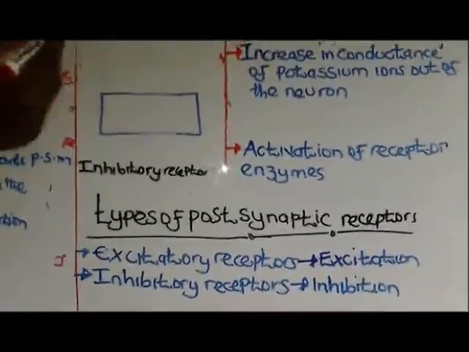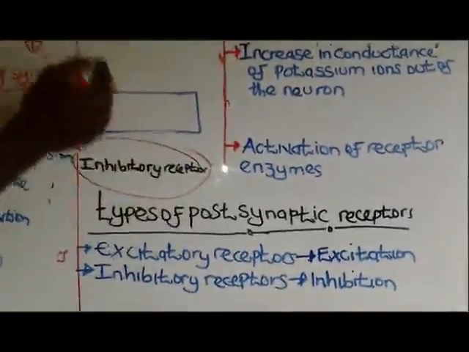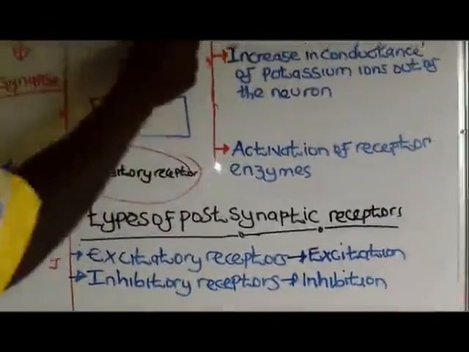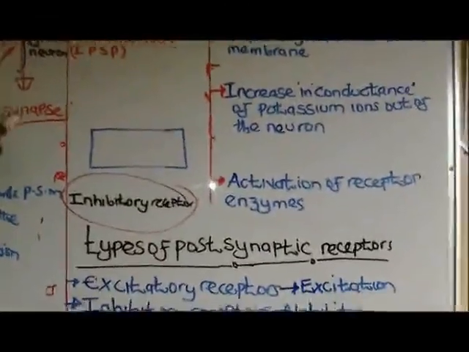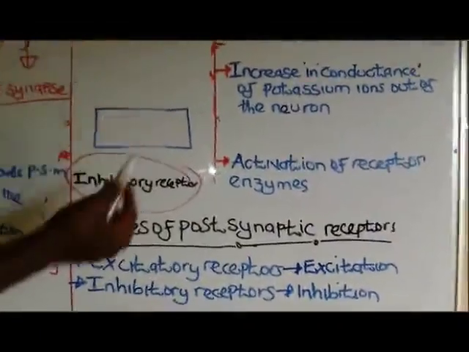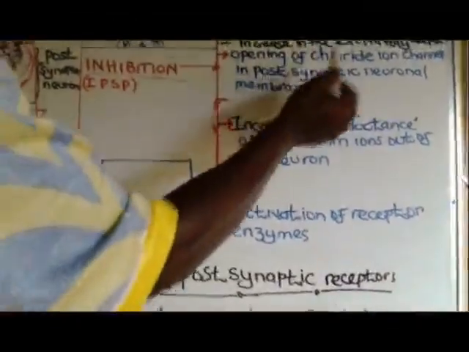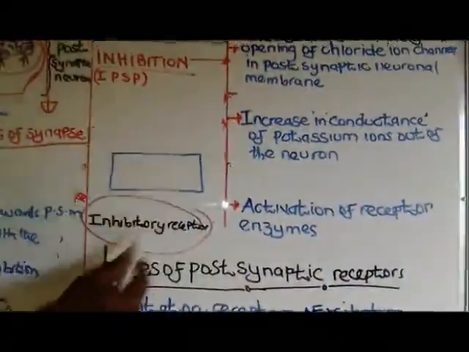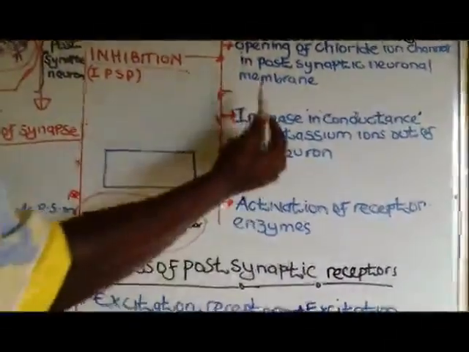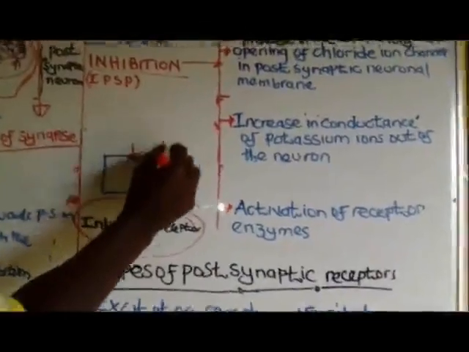Assuming we have what we call inhibitory receptors, these ones here. When you have inhibitory receptors, it means we are going to have what we call inhibition. The impulse here, the action potential, is not going to cross. How does that occur? We are going to observe that the chloride ion channels open if the receptors are inhibitory. When the chloride channels open, more chloride ions are going to influx in.